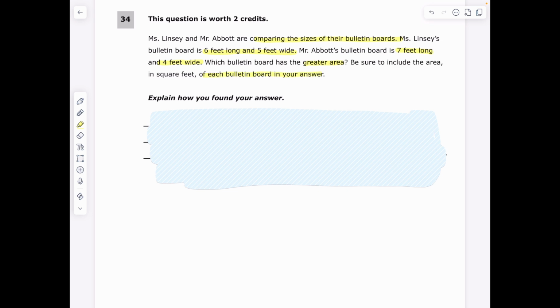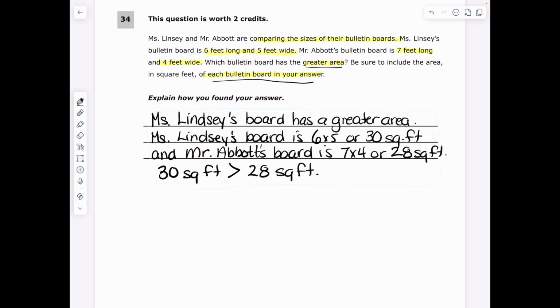So not only do I have to say which has the greater area, I have to show that I know the area for both of them. So here's the answer I have, and this is for 2 points. Remember, I have to say which one has a greater area, and I have to give the area for both to have full credit. Miss Lindsay's board has a greater area, so I answered the first question. Miss Lindsay's board is 6 times 5, or 30 square feet, and Mr. Abbott's board is 7 times 4, or 28 square feet. 30 square feet is greater than 28 square feet, and done. So that's what makes this a 2-point response: I did both parts and explained it in my answer.